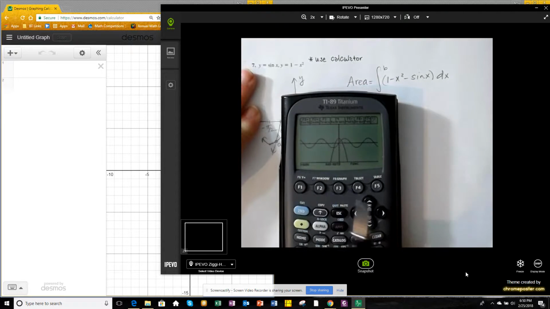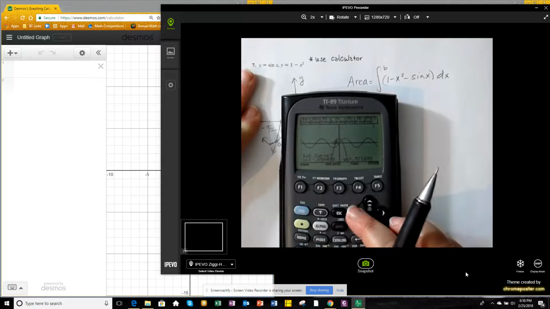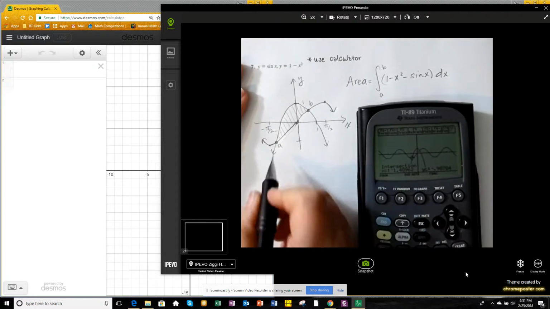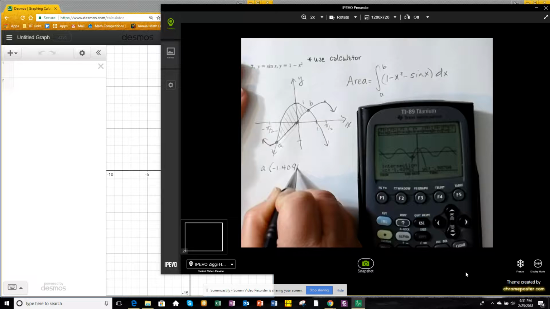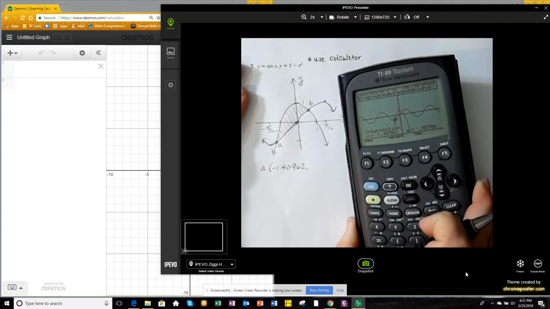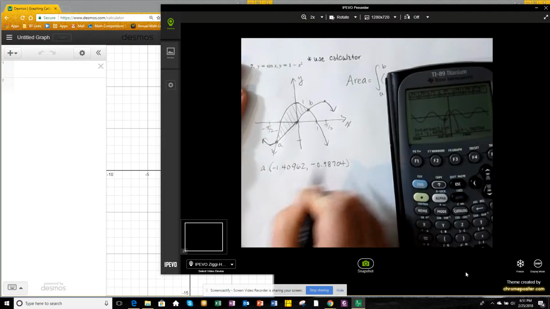All right, so how do we find the point of intersection? Well, we do some math, and we're going to do intersection. I'm going to go over here with my arrow and say that's the first curve, that's the second curve. The lower bound, make sure I'm on the left side. Now we're going to go to the right side for the upper bound. And there we go. So the point of intersection here is, let's write this down. A is going to be negative 1.40962. And the y that goes with it is negative 0.98704.